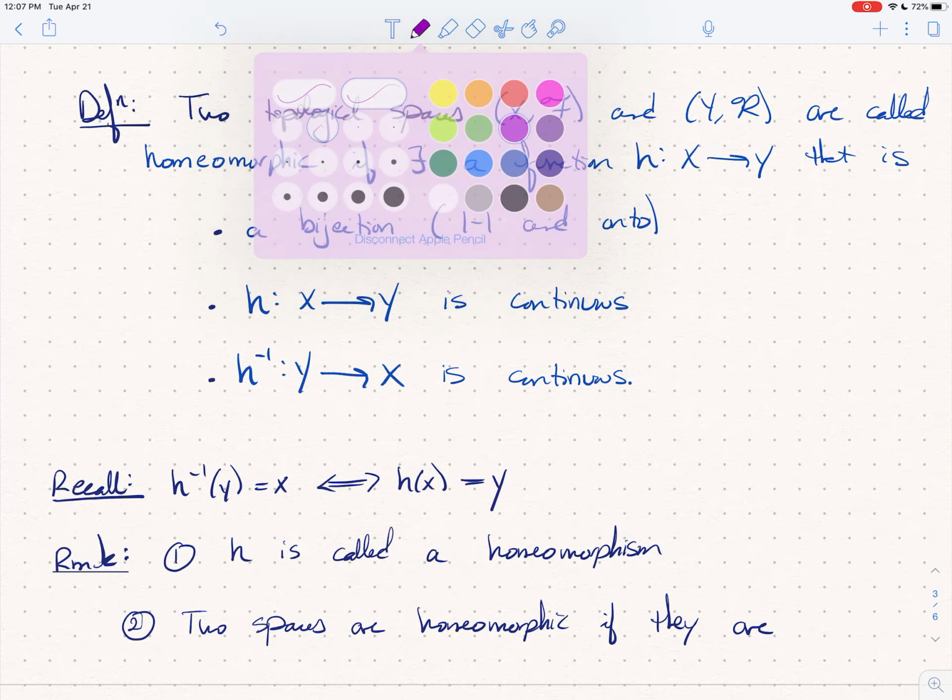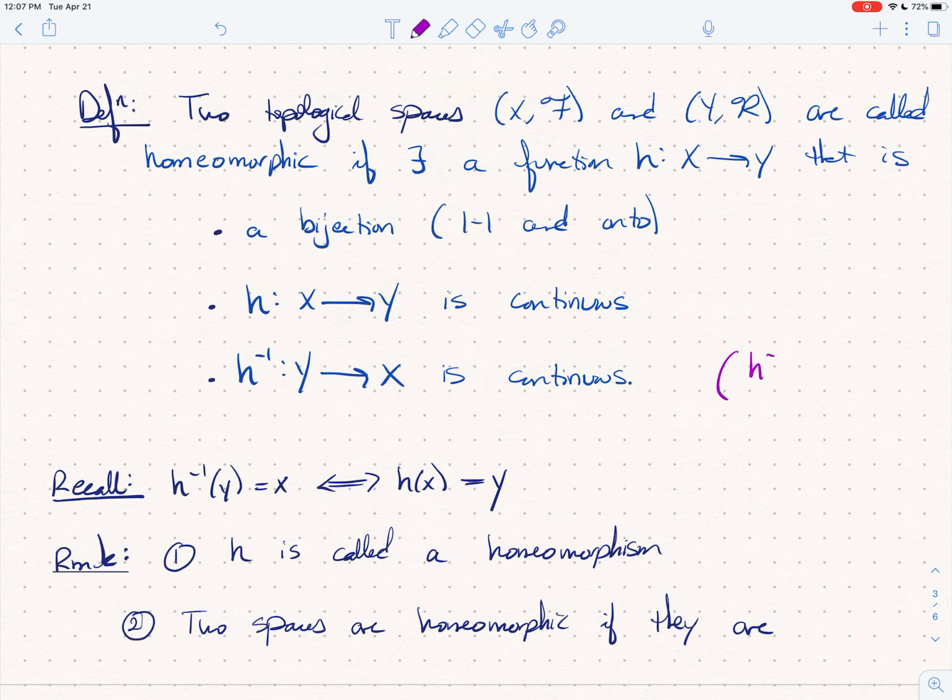Just to be clear, in case you've forgotten, I want to remind you how h inverse is defined. So h inverse of little a is b if and only if little h of b is a. This is exactly the definition that we use in Calc 1, college algebra. Same thing you've seen, same basic idea. And I just need to assume that I have a bijection that not only is h continuous, but its inverse is also continuous as well.